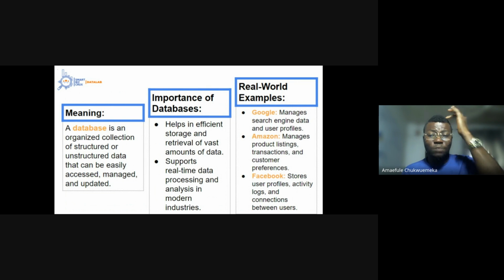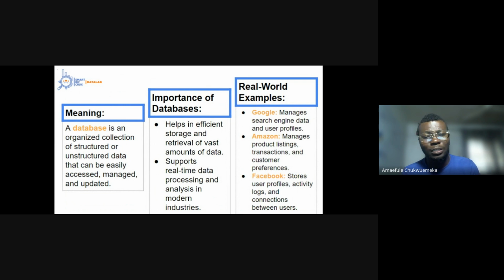Now, it becomes important for us to understand the importance of databases in organizations, systems, and businesses. First thing is, with a database there is efficient storage, meaning you don't have to worry about, oh, what if I need this data? You know where all the data is going to be stored, so it's always easy to retrieve that data. That's very, very important.